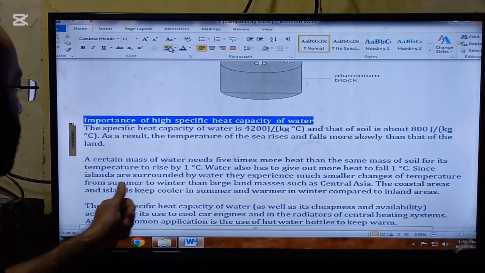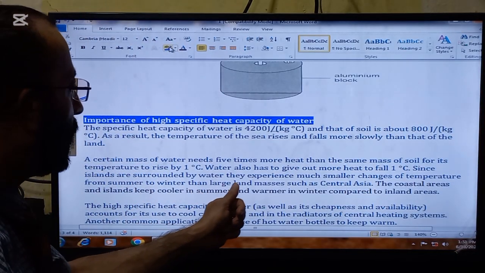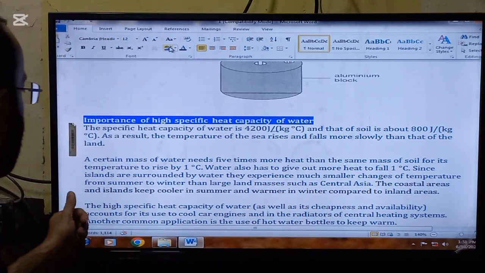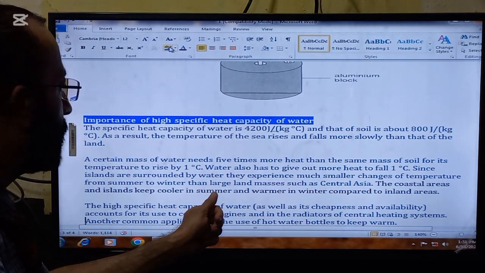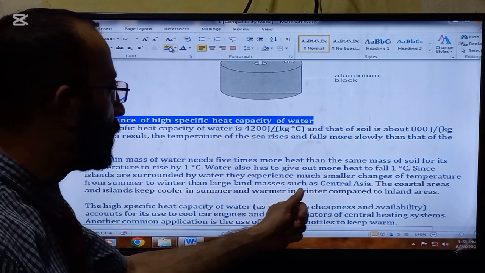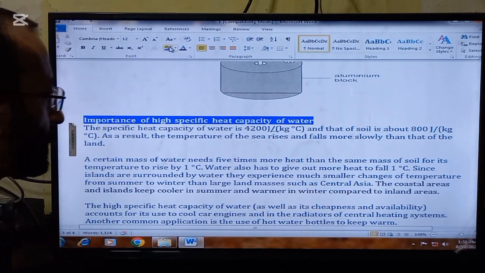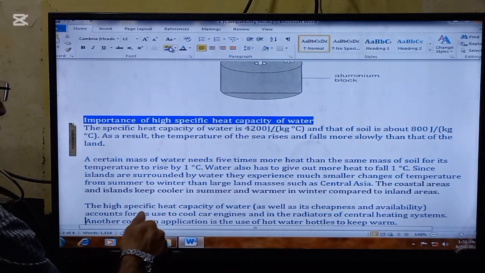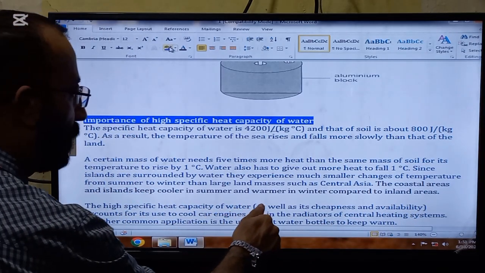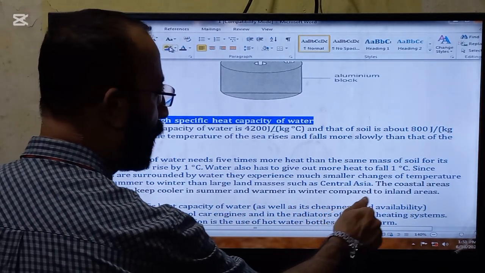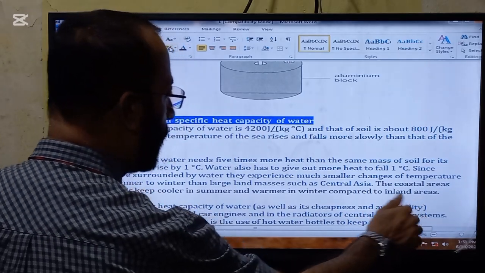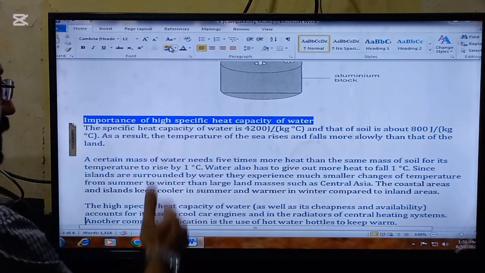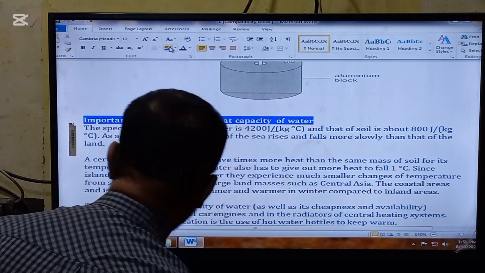Since islands are surrounded by water, they experience much smaller changes of temperature from summer to winter than large land masses such as Central Asia. The coastal areas and islands keep cooler in summer and warmer in winter compared to inland areas. So this is the importance of the high specific heat capacity of water.